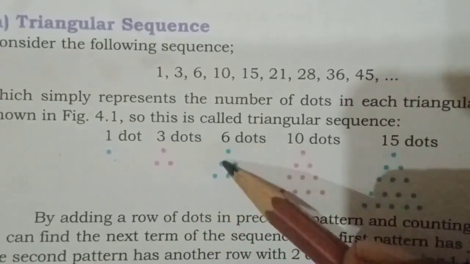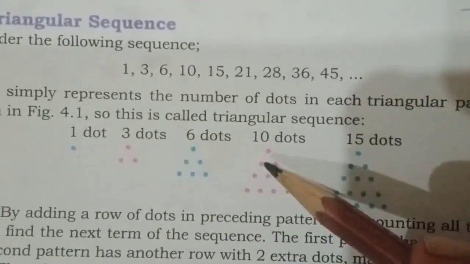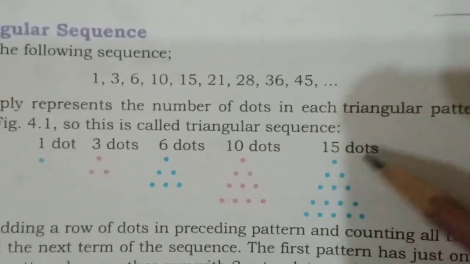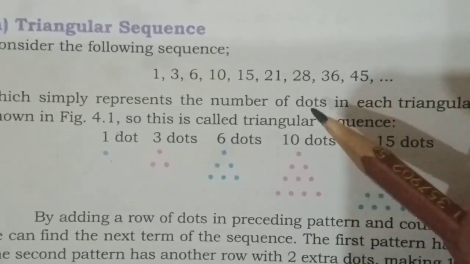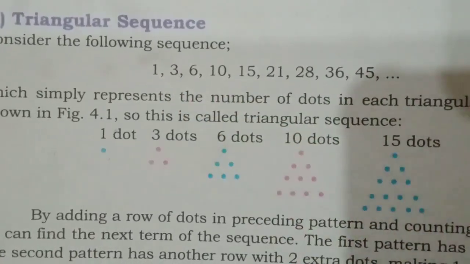Now if there are 6 dots, you can write like this. And there will be 10 dots. You can make a triangle, and similarly you can make 15 dots. This sequence is called a triangular sequence because these numbers can form a triangle by arranging them.